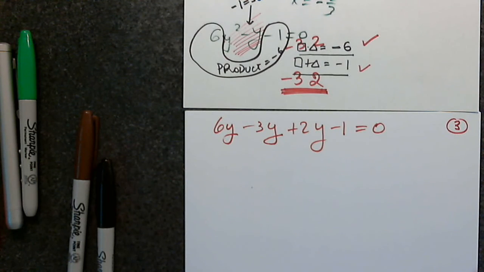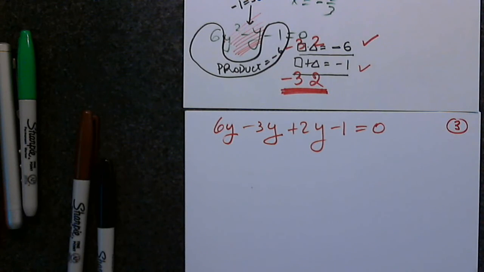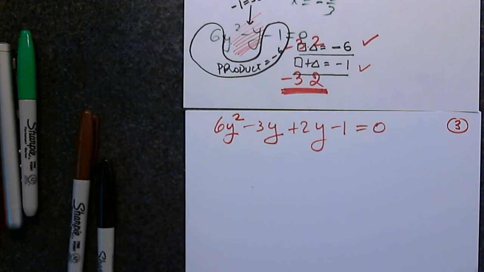What did you have in mind? You wanted to say something? No, that's fine. I thought 6y was 6y squared. Oh, yes, of course. I'm sorry. Of course. Thank you. Sorry about that. Of course it is. Thank you.